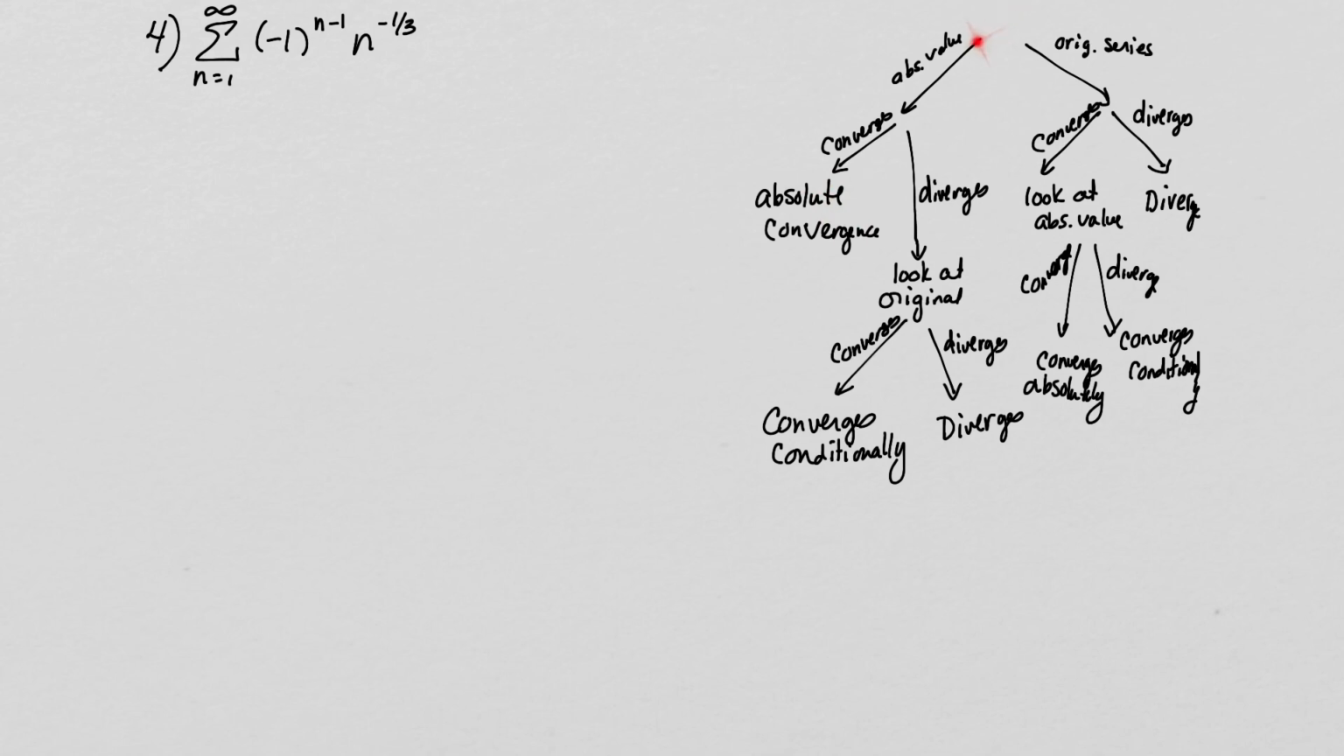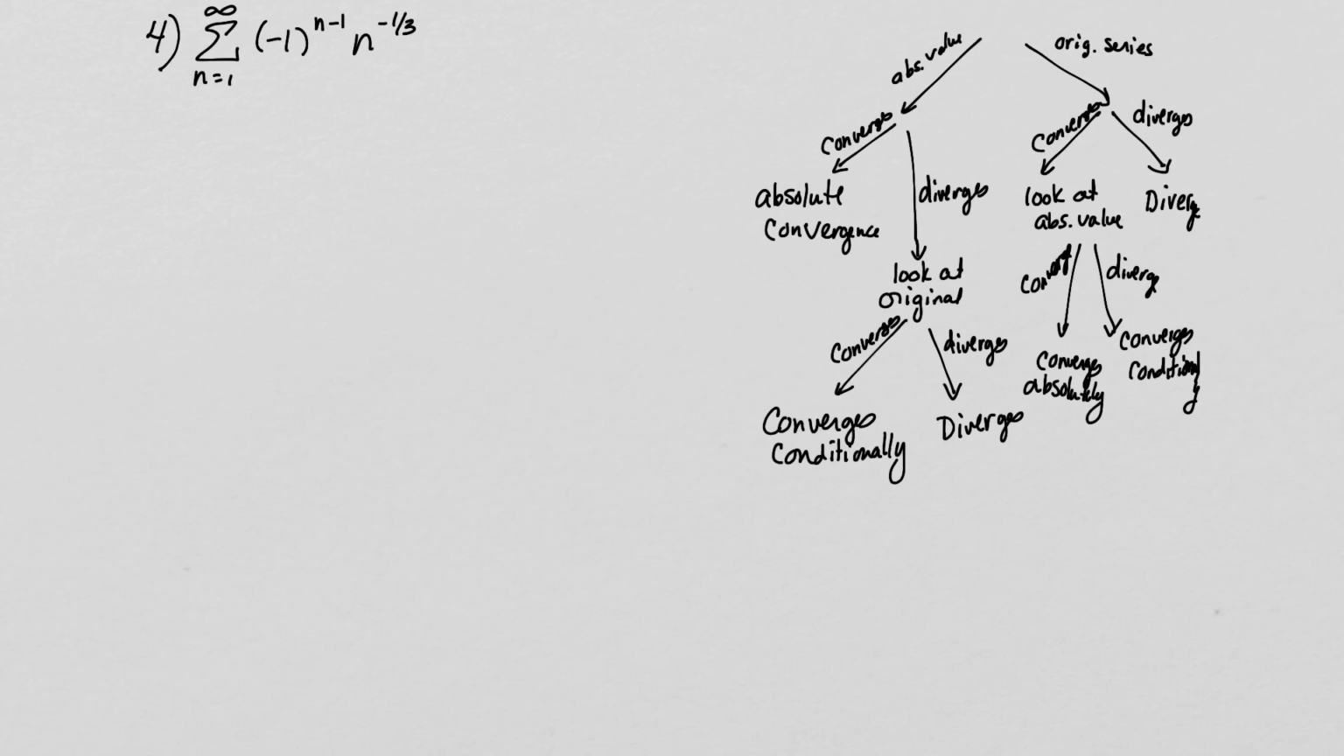Then if you start with the absolute value, you sometimes get lucky and you can just do one test. Or if you have an inkling that your original series is going to diverge, you could just start with the original series and if it diverges, you're done. So it doesn't really matter which path you go. Probably about half the time you have to do two steps and the other half the time you don't.